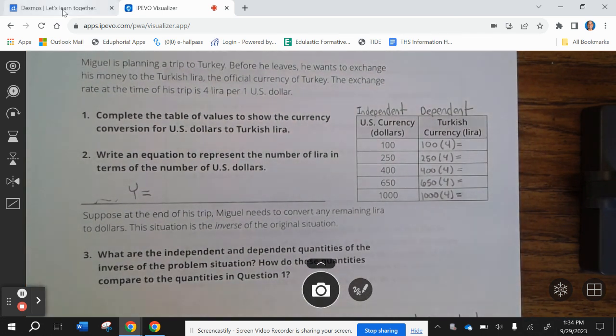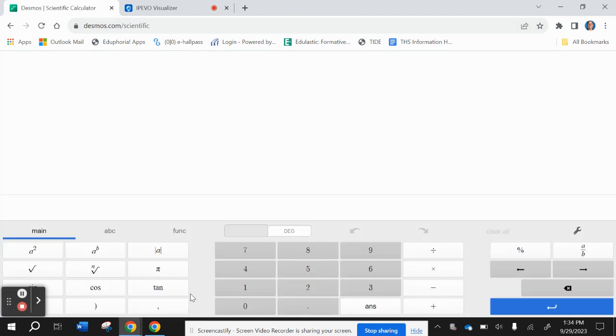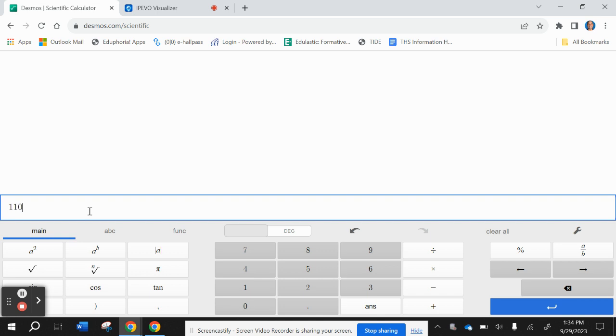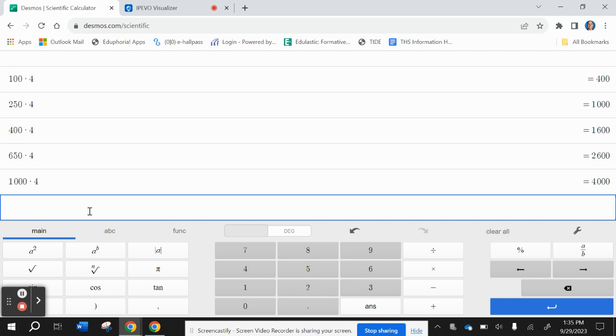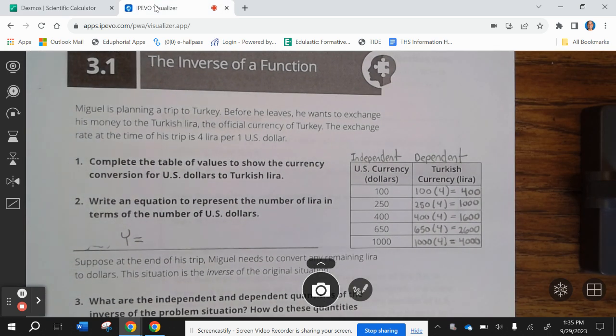Well, first, let's complete the table. We're going to go to Desmos, scientific calculator, and then we're going to do 100 times 4, 250 times 4, 400 times 4, 650 times 4, and 1000 times 4. Okay, so let's fill in our table. All right, so there's our table completed.